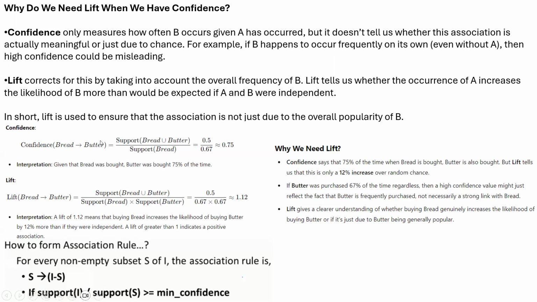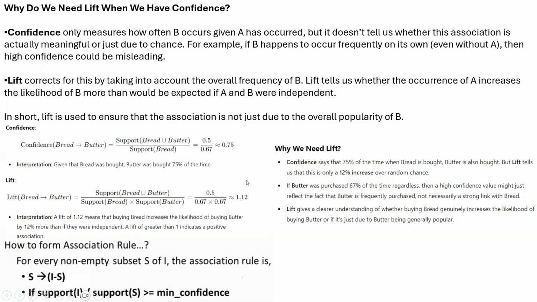Bread is bought, and butter is also bought 75% of the time. But if you calculate the lift, what do you get? You get 1.12. Okay, 1 means independent. The additional 0.12 reflects the increased probability of buying butter if bread is bought. A lift of 1.12 means that buying bread increases the likelihood of buying butter by 12% more than if they were independent. A lift of greater than 1 indicates positive association.